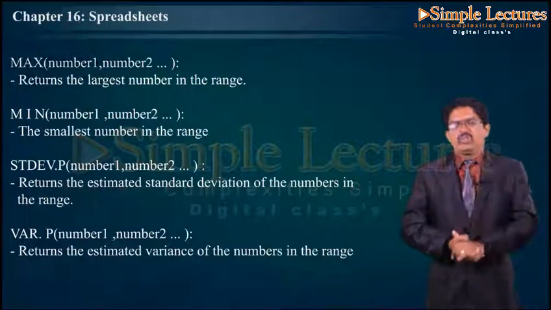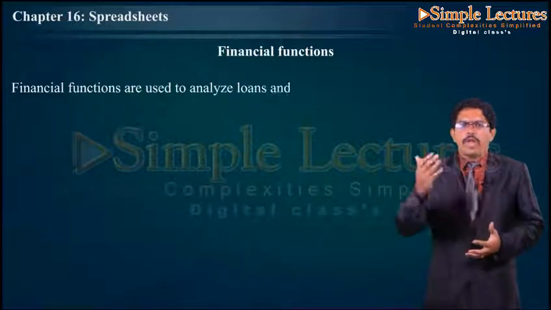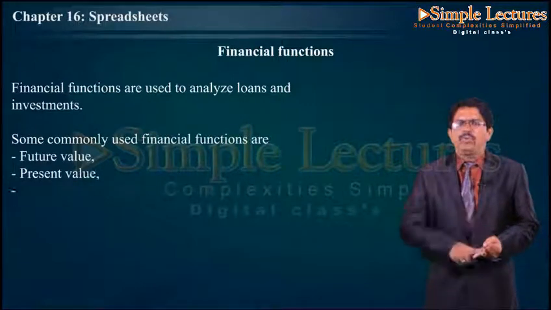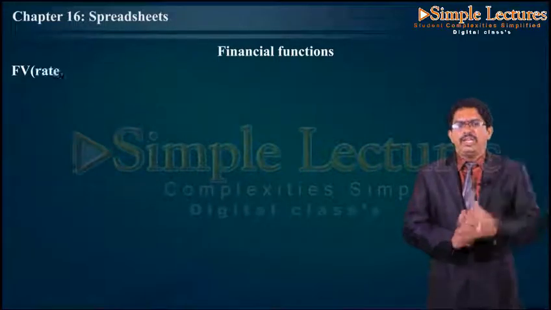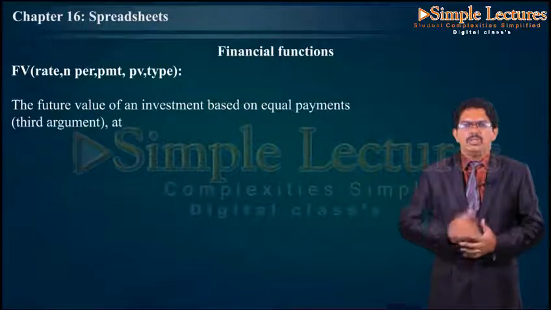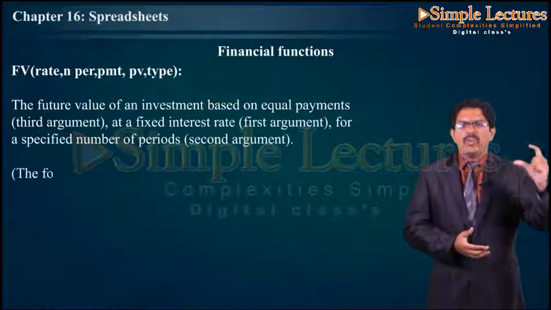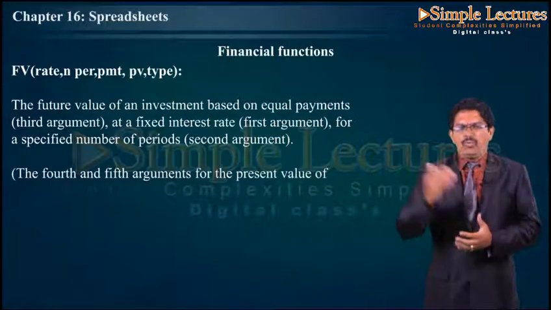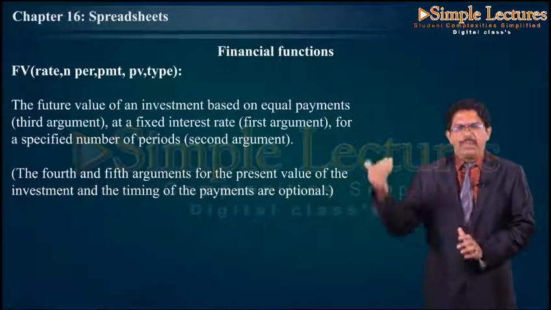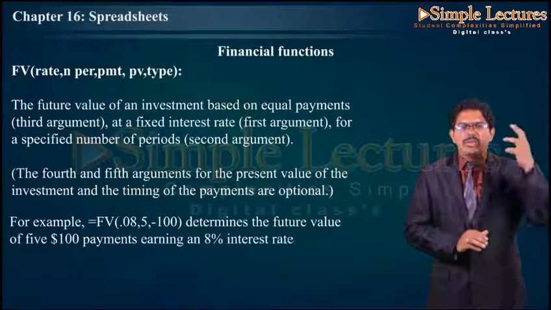Financial functions. Financial functions are used to analyze loans and investments. They can be classified into future value, present value and payment. FV(rate, NPER, PMT) returns the future value of an investment based on equal payments and a fixed interest rate for a specific number of periods. The fourth and fifth arguments are for the present value and timing of payments. Example, FV(0.8, 5, -100) determines the future value of 100 payments.